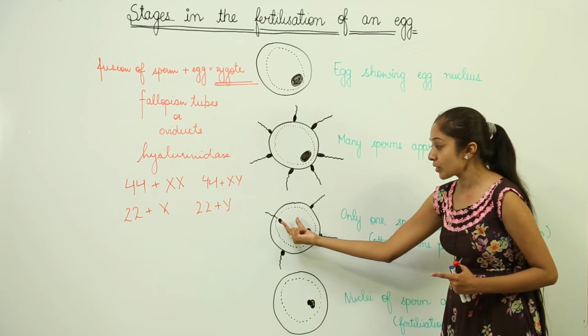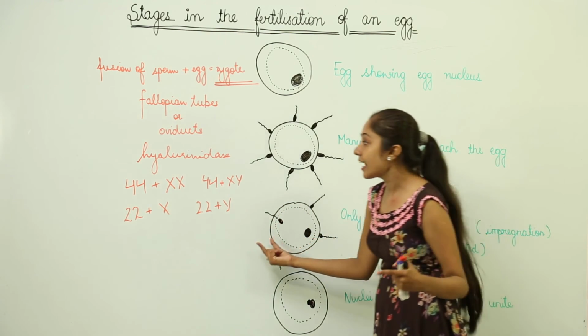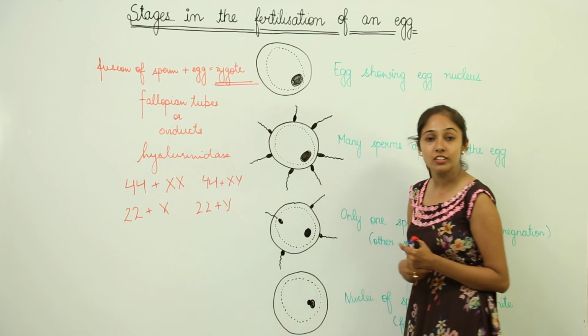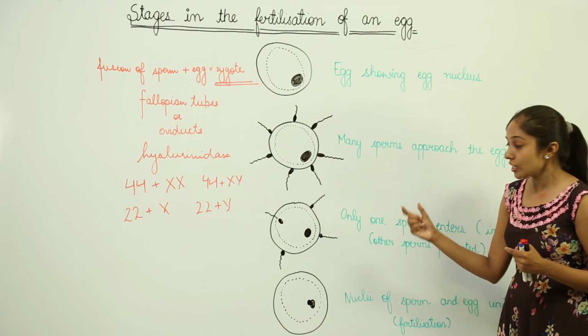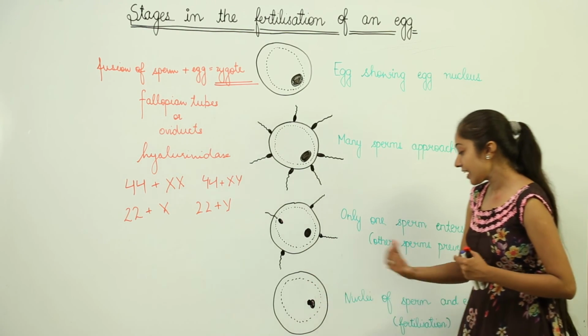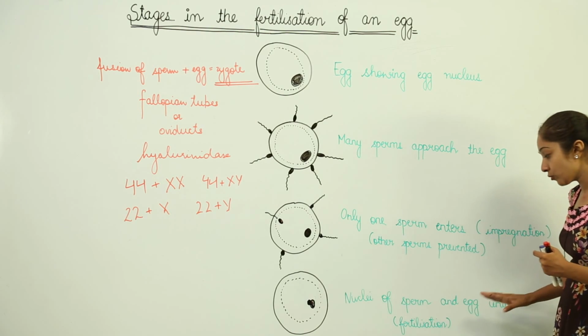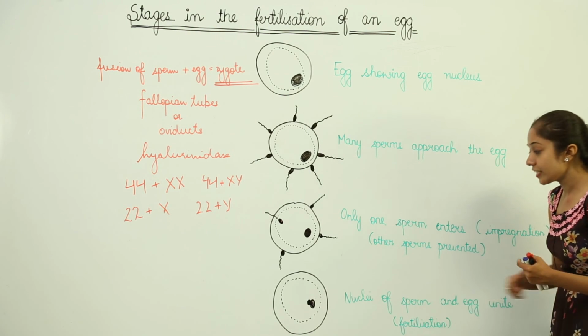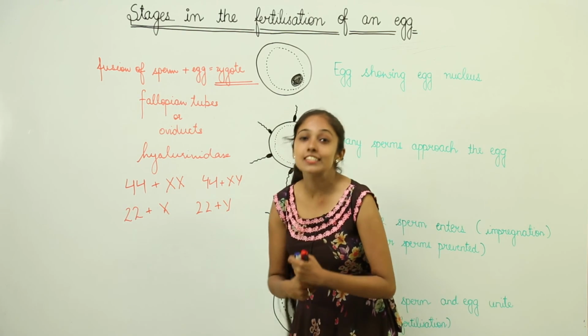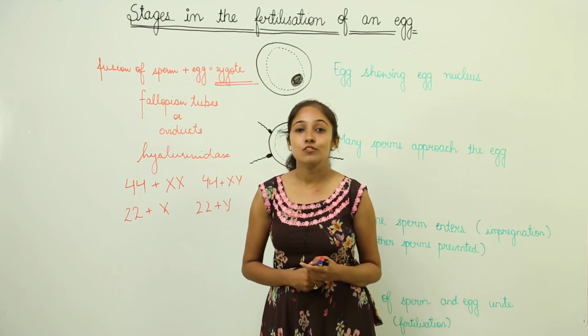Only one sperm, because it is going to release an enzyme, that is hyaluronidase. This enzyme is present in the acrosome of the sperm, which is in the head region. So the nucleus is going to fuse to form the first cell of life. The nucleus of sperm and egg unite, which is known as fertilization, and this is how the first cell of life, that is the zygote, is formed, which completes the stages of fertilization.